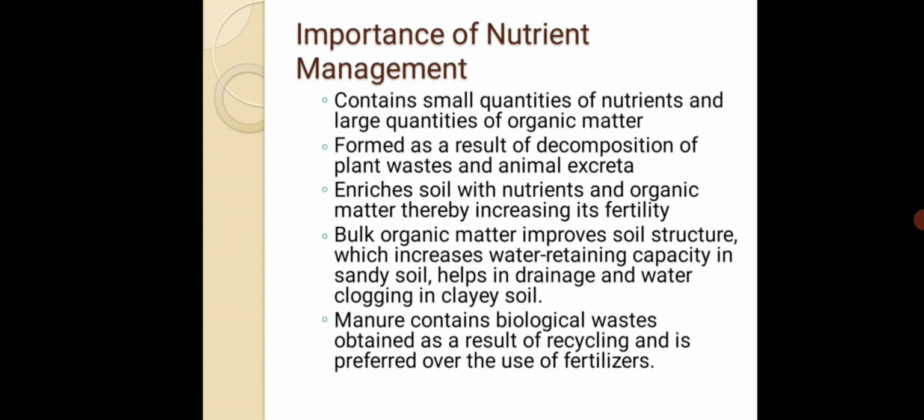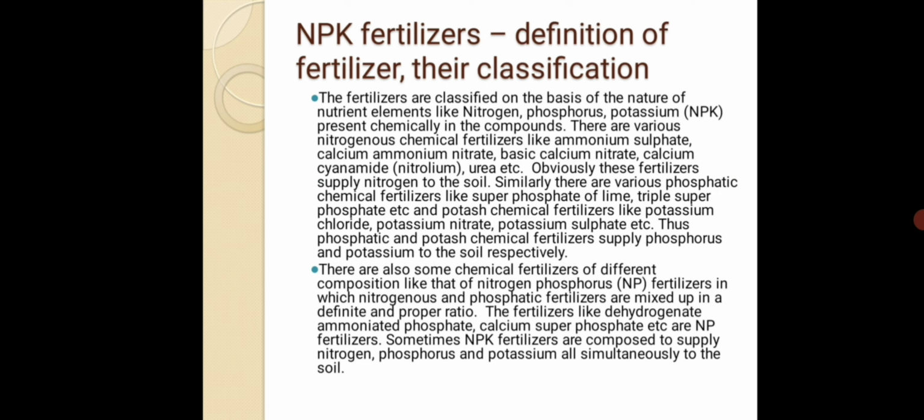Then importance of nutrient management. Soil contains only a small quantity of nutrients, and organic matter also contains a small amount of nutrients. So a bulk amount of organic matter is needed to give to the soil and plants, but with chemical fertilizer only a small amount is needed.